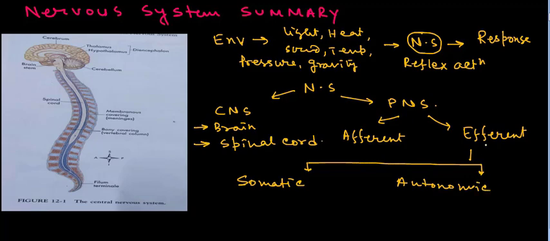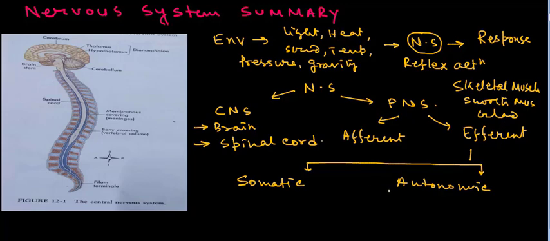Actually, I have told you that the efferent nervous system consists of those neurons which carry the information from the central nervous system towards the effector, and this effector may be skeletal muscle, smooth muscle, or a gland. The efferent neurons which carry the information towards the skeletal muscles constitute the somatic nervous system, and the autonomic nervous system activates the smooth muscles and the glands in our body.